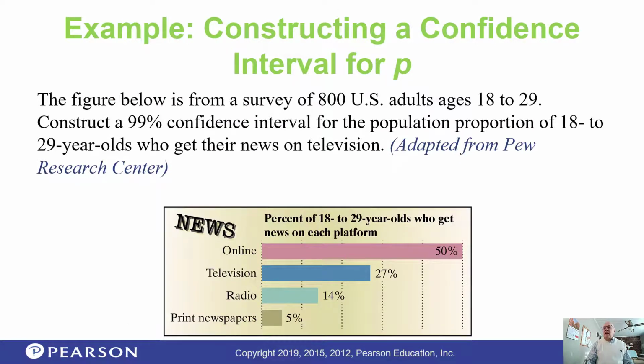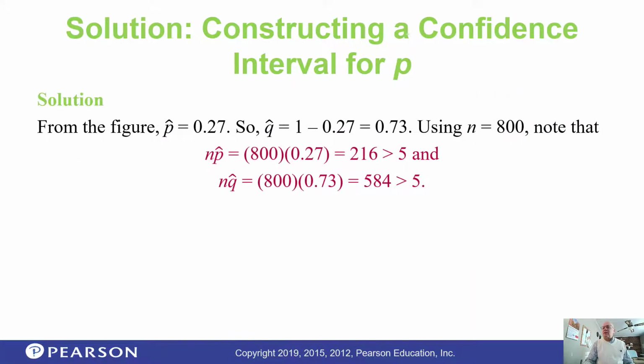Next, we'll look at another example. We're interested in 18 to 29-year-olds, and we want a 99% confidence level of what proportion of them get their news from television. So here's the television part. We don't need this, we don't need this, we don't need this, at least not right now. We could have a second one.